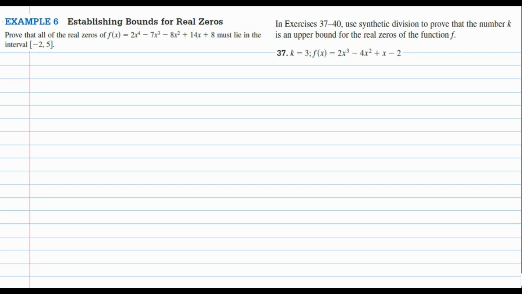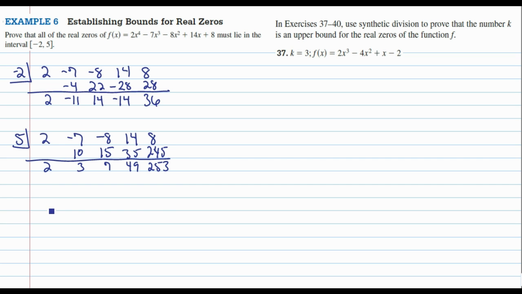So I have to think, well, what do I have? What rule do I have that can limit our zeros to being between -2 and 5? Well, I have the rules of upper and lower bounds. So the first thing I'm going to do is plug in -2 as my k value.